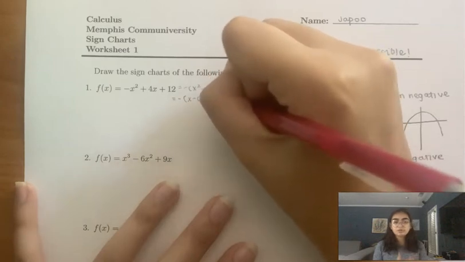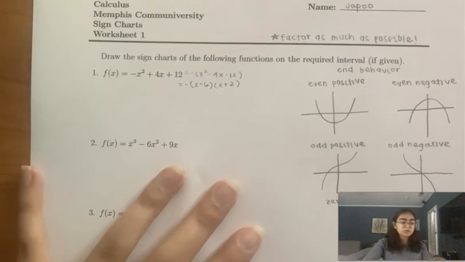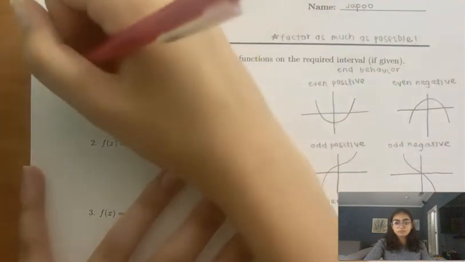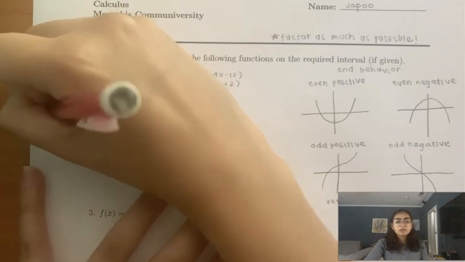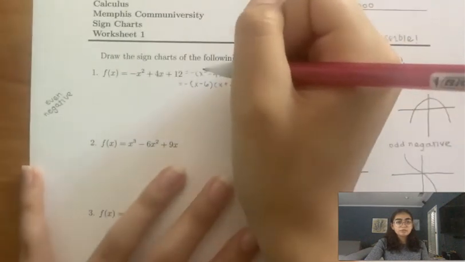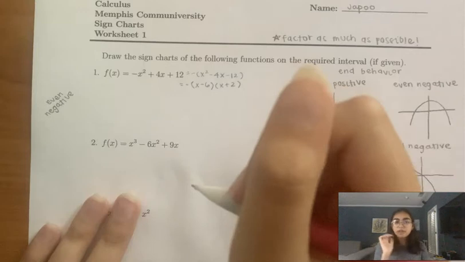So as you can see, our first step was factoring as much as possible, which we just did. And now we're going to determine the end behavior of the function. For this function, the end behavior is going to be even and negative. We know it's negative because the coefficient of the leading exponent will be negative. As you can see, x squared, which is the leading exponent because the 2 is the highest exponent in that function, is negative.